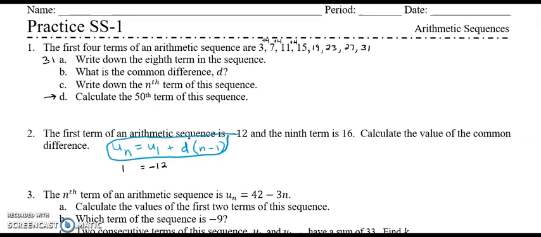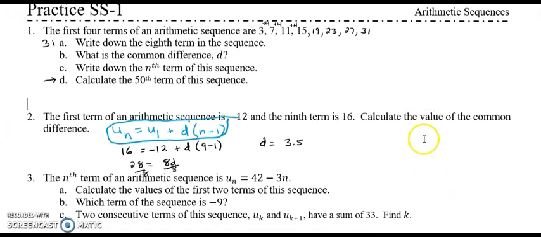I know the 9th term is 16. I don't know the common difference, but I do know the number of terms. There's 9 of them. So I'm just going to solve this equation. Move the 12 over, and this would be 8d. So I'm going to divide by 8, and the common difference would equal 3.5. So every time it's going to go up by 3.5.